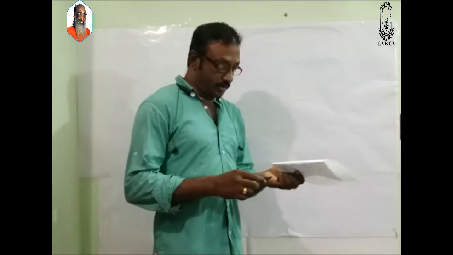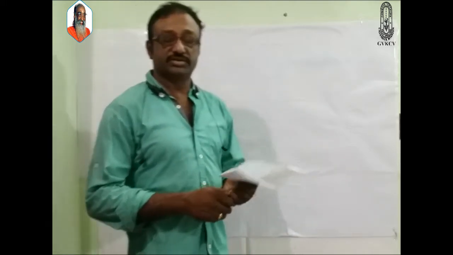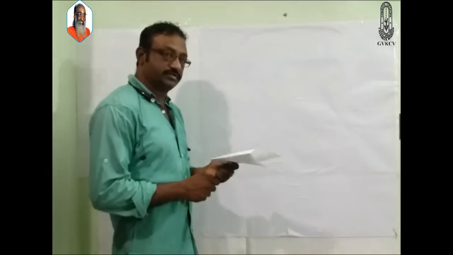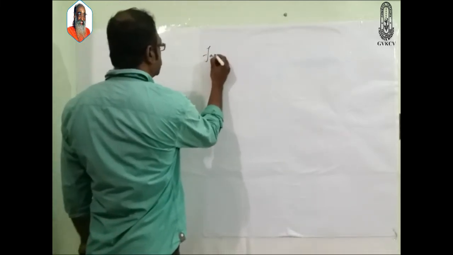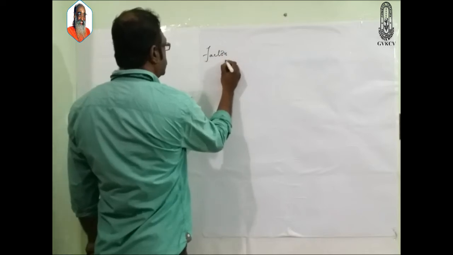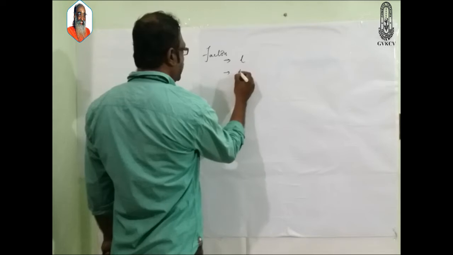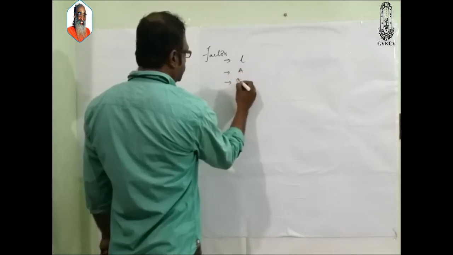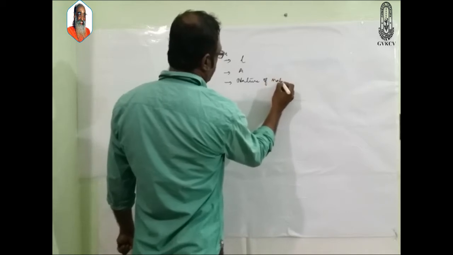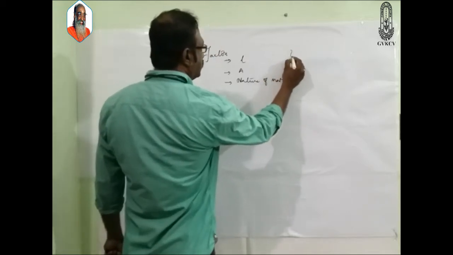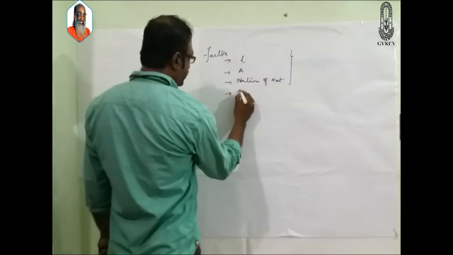Okay, so earlier we were talking about the factors influencing the resistance. We just gave the length, the area of cross section, and the nature of the material, and all these three you have learned in the earlier classes. And here we talked about the temperature.